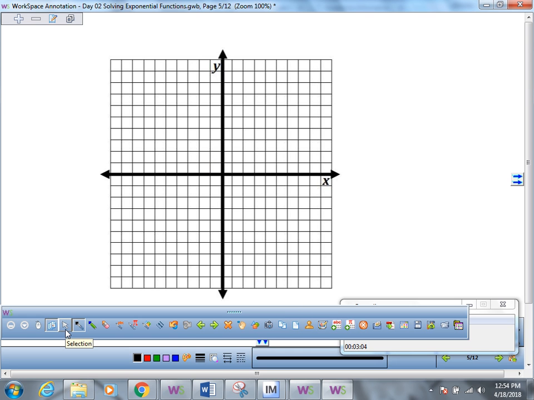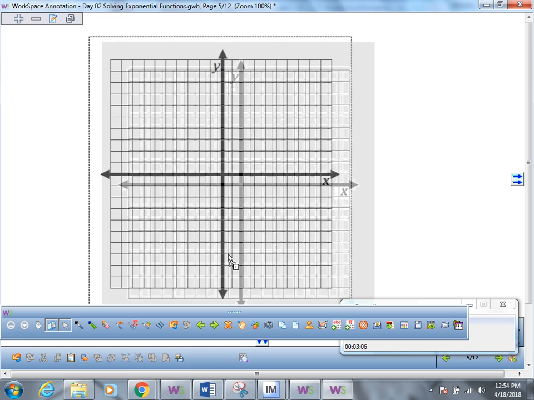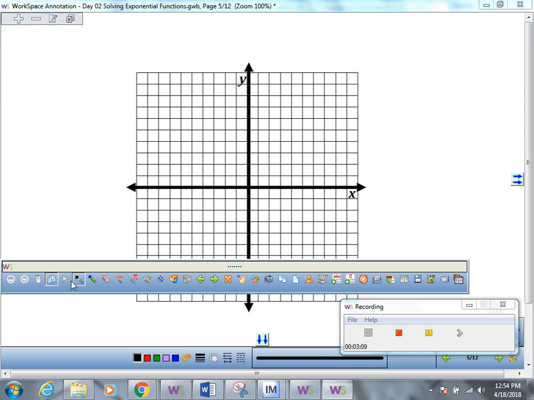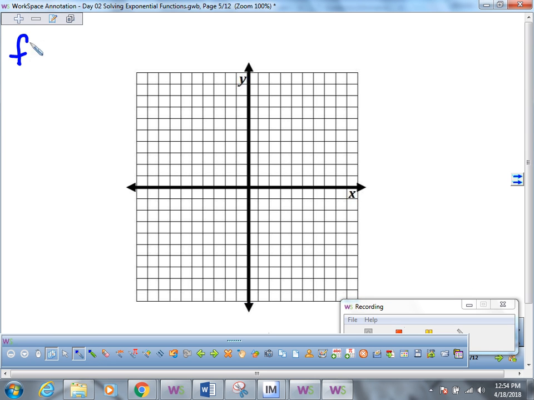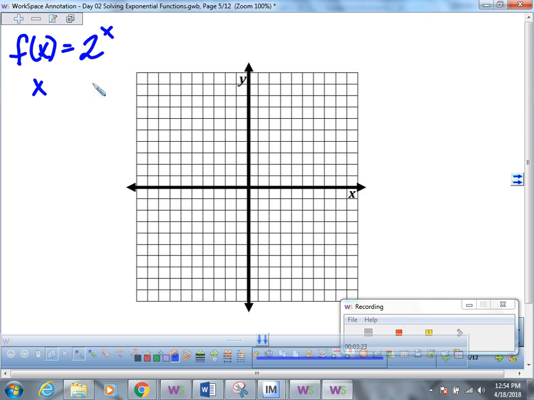So our most common base is 2. So we're going to talk about 2. I'm going to do 2 to the x over here. So here's my first function, 2 to the x. All right, so I've got my xy table. So first I want 2 to the 0. So if x is 0, then y is 1.